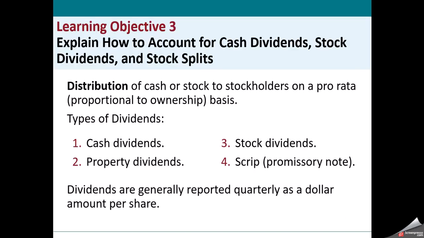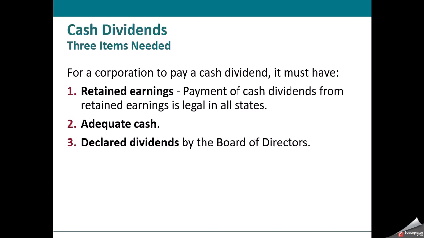All right, then we get into our next category of equity transactions, and those are cash dividends, stock dividends, and stock splits. I mean, there could be property dividends. They could pay out in the form of some sort of property, but we're not really going to focus on those. More the cash dividends and then the stock dividends.